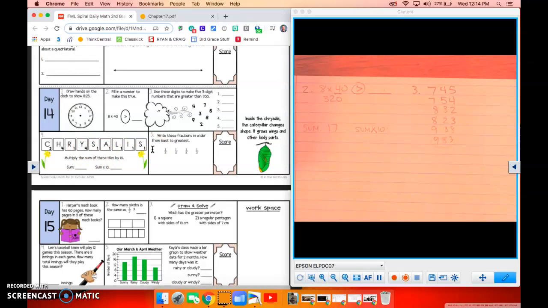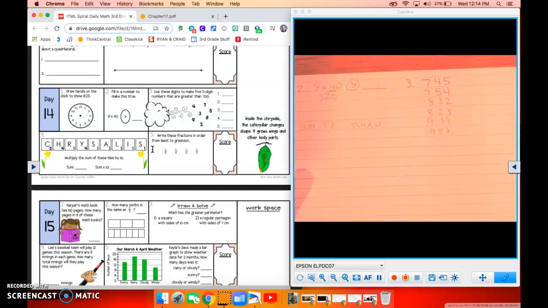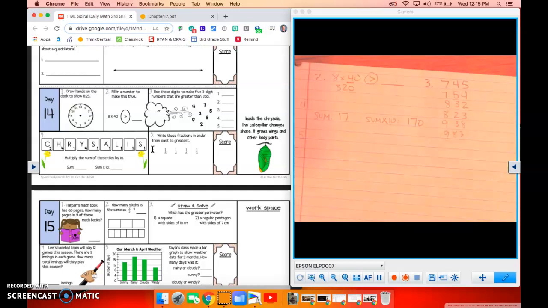All right, now we got to take sum times 10. So now we're going to take 17 and multiply it by 10, right? Basically, we're just going to add a 0 to 17. There. We multiplied it by 10, okay? Because 17 times 1 is 17, and then we put a 0 at the end for our place value. 170.